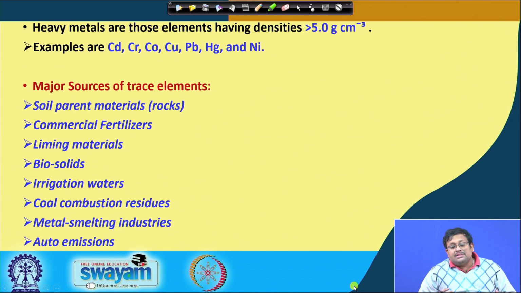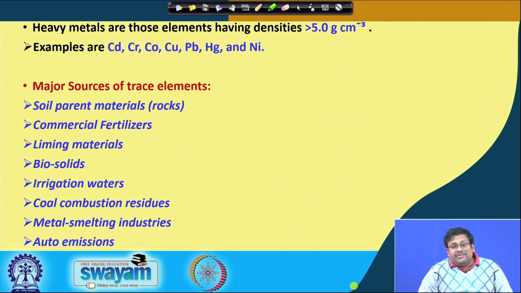Heavy metals are those elements having densities greater than 5 gram per cc, and some examples of heavy metals are cadmium, chromium, cobalt, copper, lead, mercury and nickel. So, what are the major sources of the trace elements? One of the major sources is geologic sources. Most of these trace elements are geogenic in nature, and some of them are anthropogenic in nature.